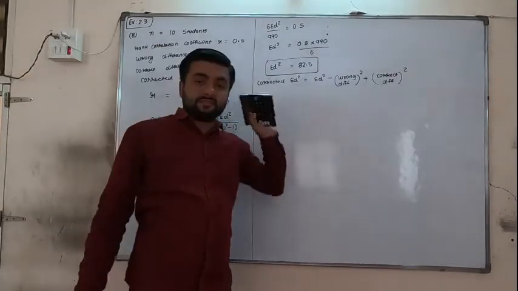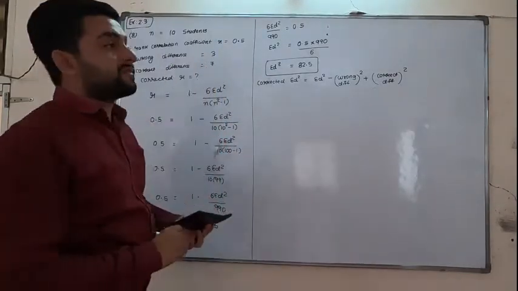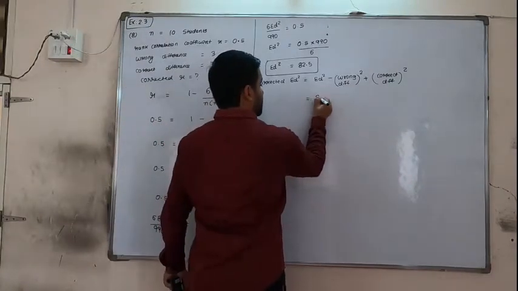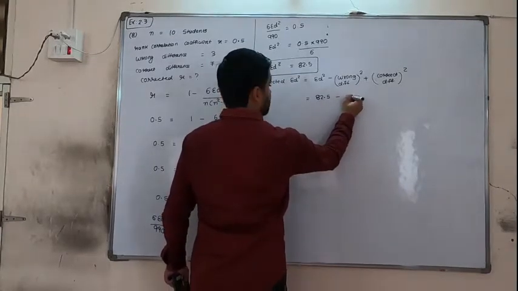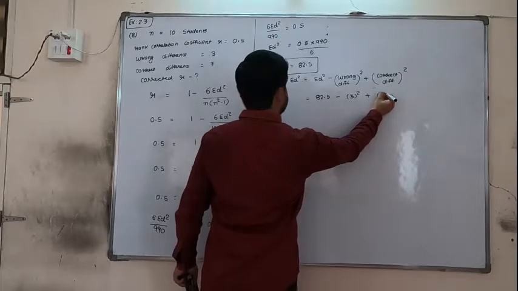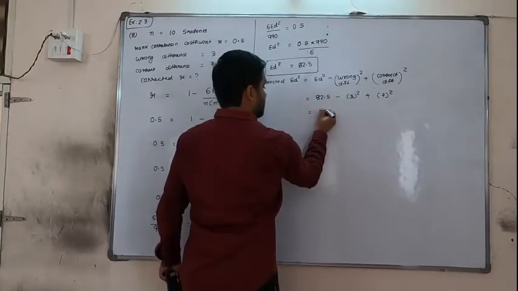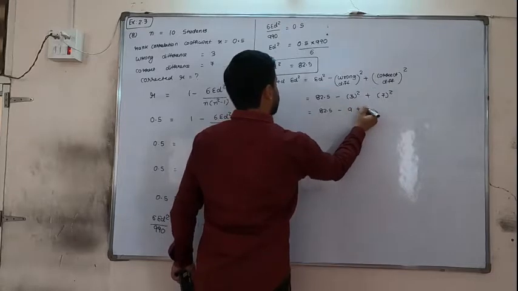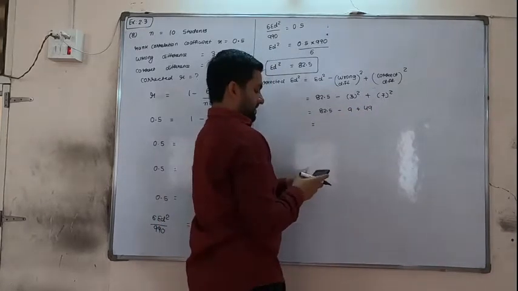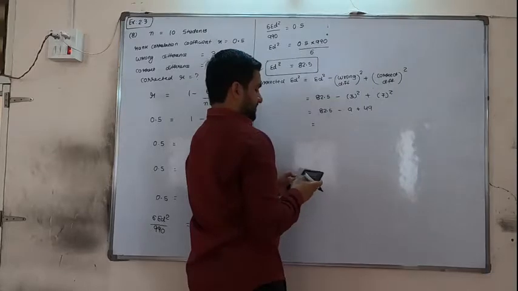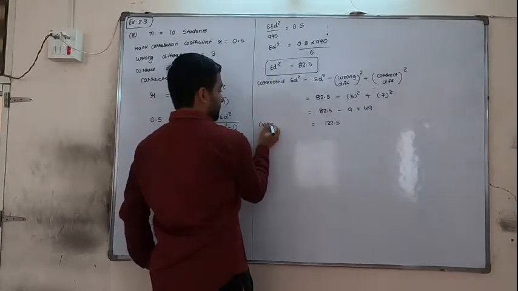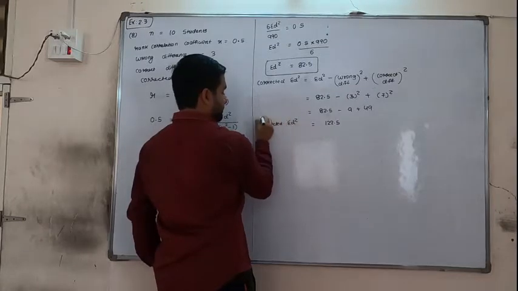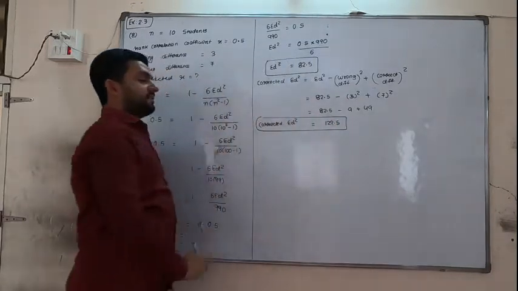As d square is in square, we have to keep this difference also in square, otherwise the value will be wrong. So 82.5 minus wrong difference square, which is 3 square, and correct difference square, which is 7 square. So 82.5 minus 9 plus 49 is 122.5. That is the corrected sigma d square. Now what do we need? Corrected R.